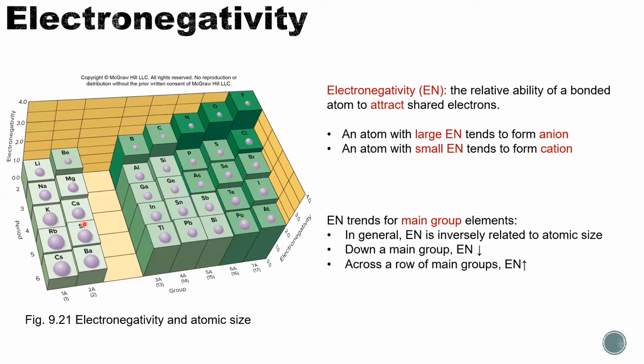And across a row of the main group, electronegativity will increase as the size of the atom decreases. And nonmetals are more electronegative than metals. Okay, just remember these general trends.